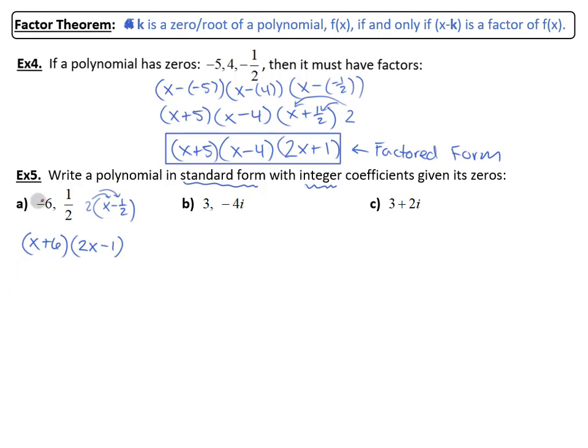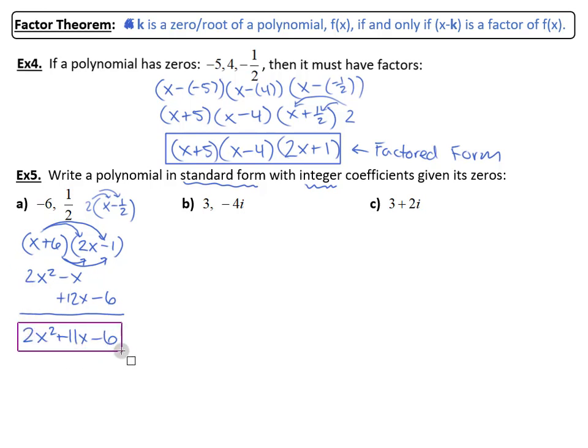To get it into standard form, yeah, we need to multiply it out. So x times 2x is 2x squared. X times -1 is -1x. 6 times 2x is positive 12x. And 6 times -1 is -6. So combine my like terms, we get 2x squared plus 11x minus 6. And there we go. There's a polynomial in standard form with integer coefficients that has those given zeros. Okay.